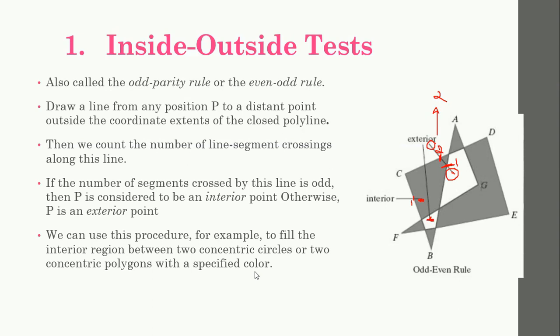So we can use this procedure, for example, to fill the interior region between two concentric circles or two concentric polygons with specified colors. So this is applied to fill the particular polygons with specified colors.